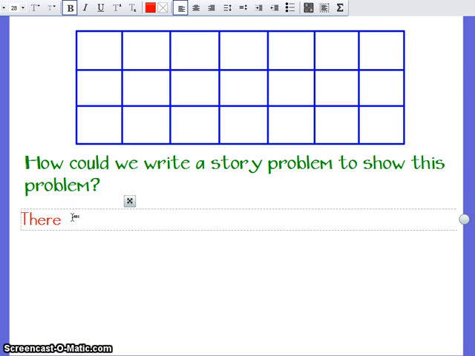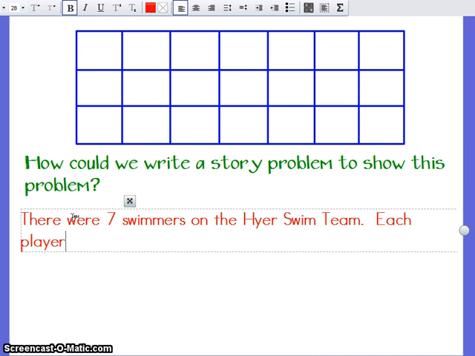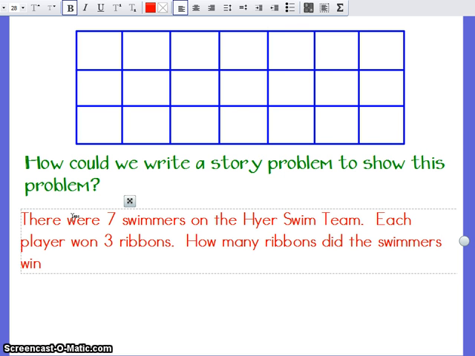Okay, so there were 7 swimmers on the Heights swim team. Each player won 3 ribbons. How many ribbons did the swimmers win?